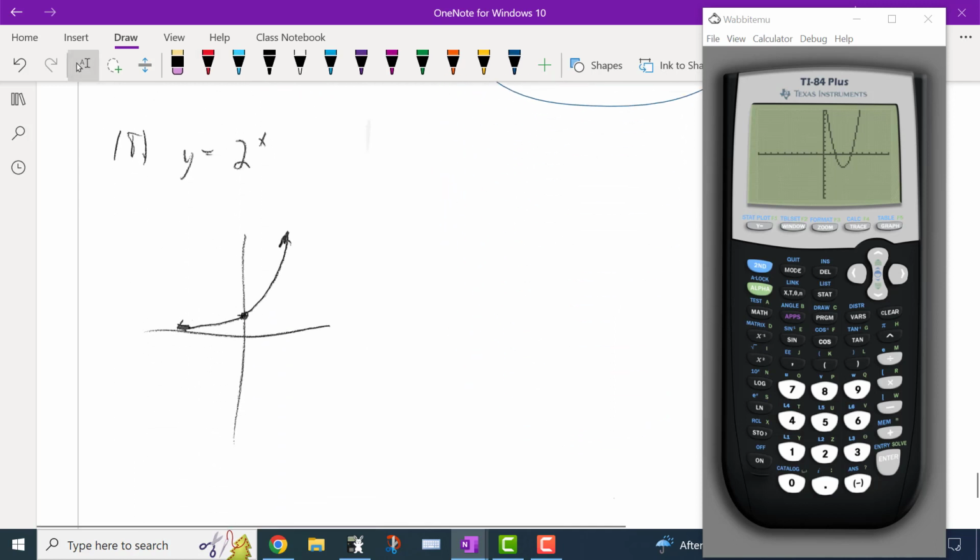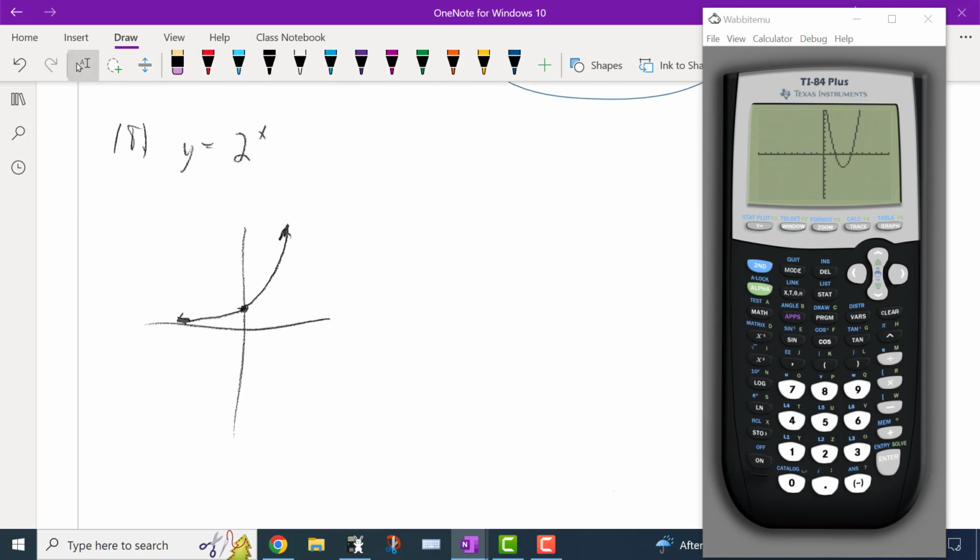Okay, on this last one, I got y equals 2 to the x. So I'm going to hit my y equals key right here. Go ahead and clear that off. And then I'm just going to type in 2. I'm going to hit my power key, type in x, and hit my graph key. And you're going to notice that even though it looks like it becomes part of the x-axis, we know that it doesn't. So I'm going to put my point here at 0, 1.